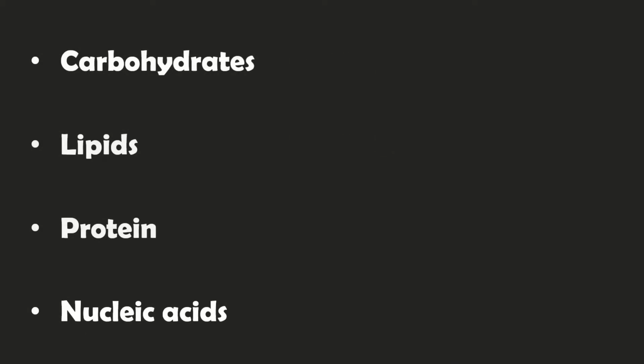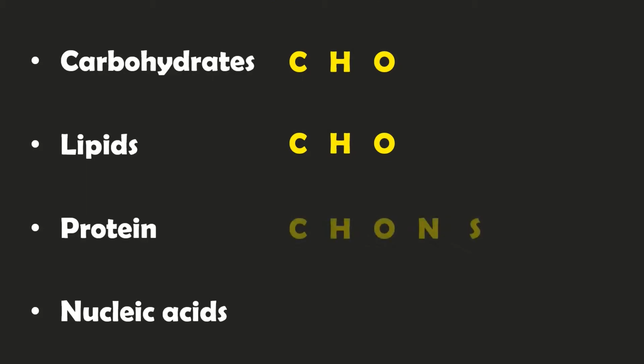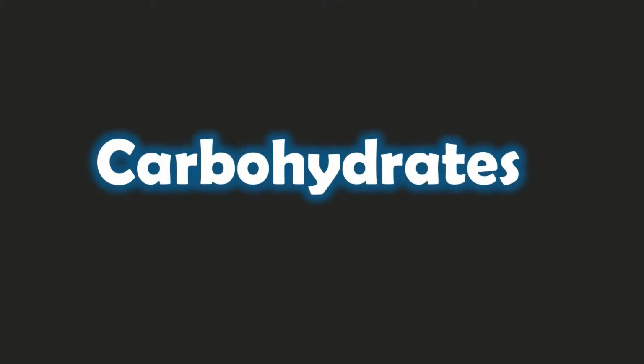Carbohydrates and lipids are pretty simple because they are made up of carbon, hydrogen and oxygen. But proteins and nucleic acids are a bit complex. Proteins are made up of carbon, hydrogen, oxygen and nitrogen, and sometimes sulfur also. Nucleic acids are made up of carbon, hydrogen, oxygen, nitrogen and phosphorus. So first, let's focus on carbohydrates.